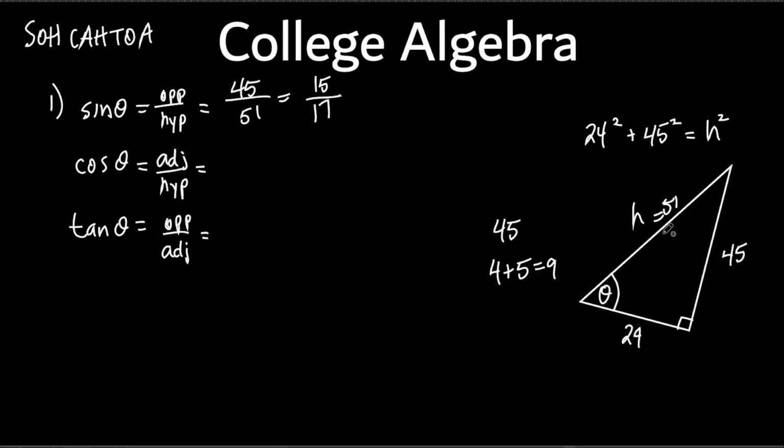So it's 15 over 17. So that's how you should write your answer. You should always simplify your answers. Everybody got me?